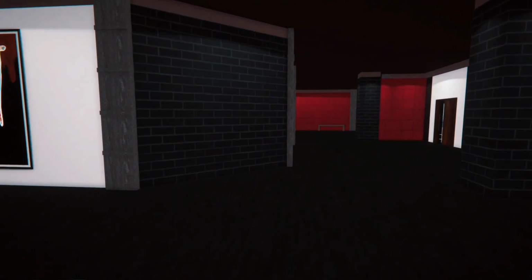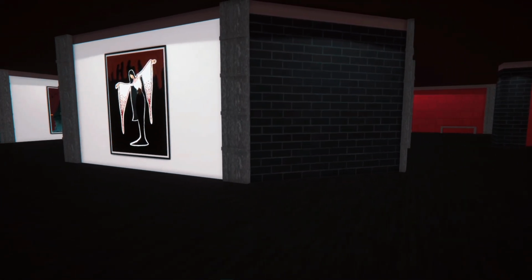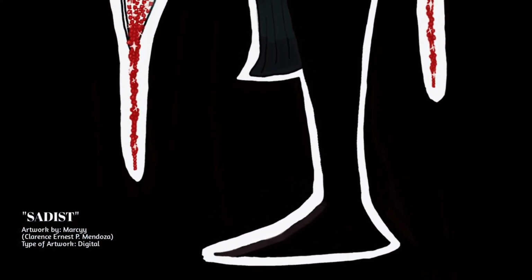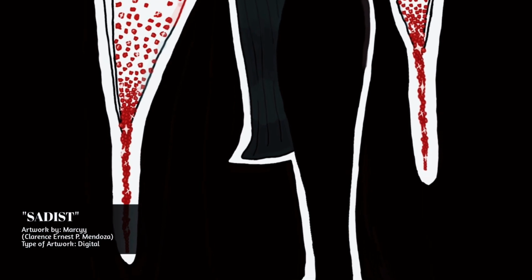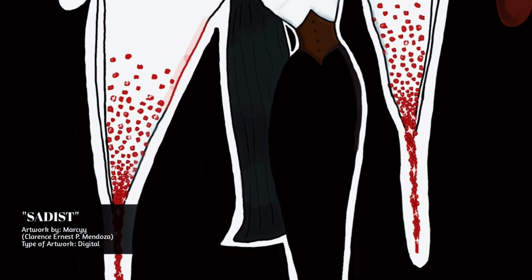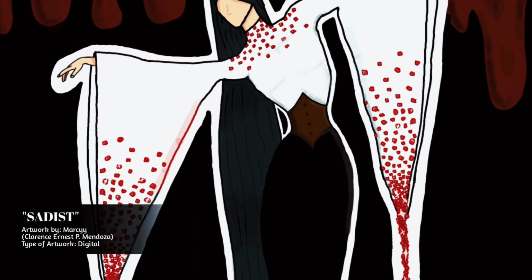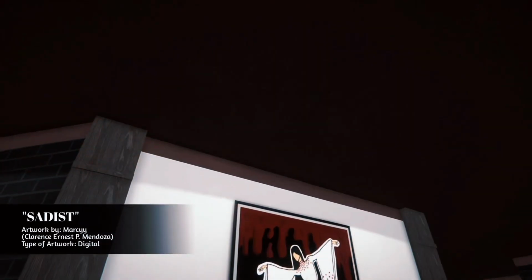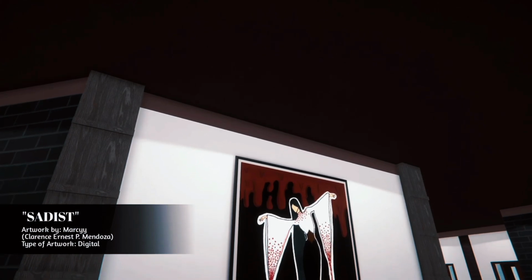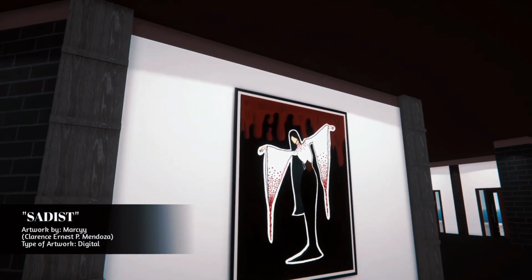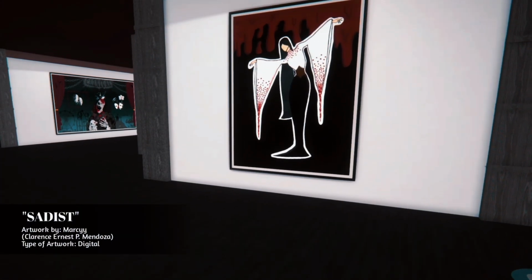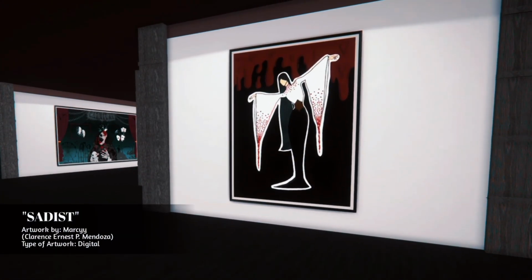Another artwork by Marcy, a digital art called Sadist. This person is a psychopath because they play with the lips of the people she has killed. She bathes and drinks their blood. She hangs their heads off the wall, and she turns the body parts of her victims into furniture as an art of her collection. She is insane and a sadist.